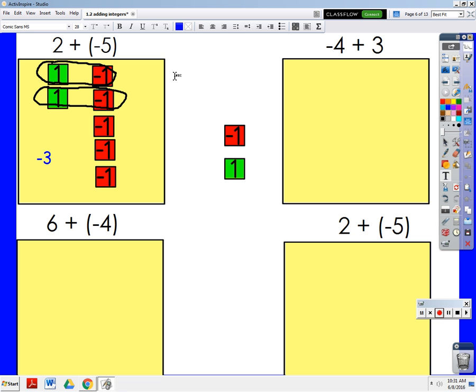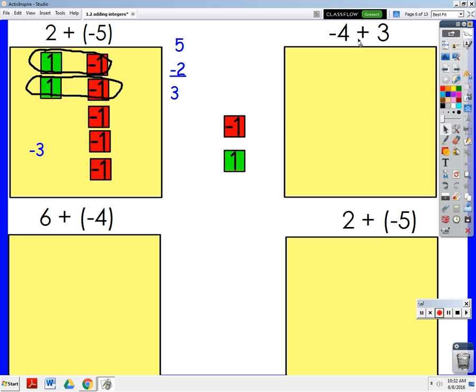So what we've done is we thought, well, I'm going to take 5 and I'm going to subtract 2. And that gives me an answer of 3. So then I have to decide which one had more. Well, there was only 2 positive numbers, but there were 5 negative numbers, so my answer would end up being negative. Okay, let's try another one.